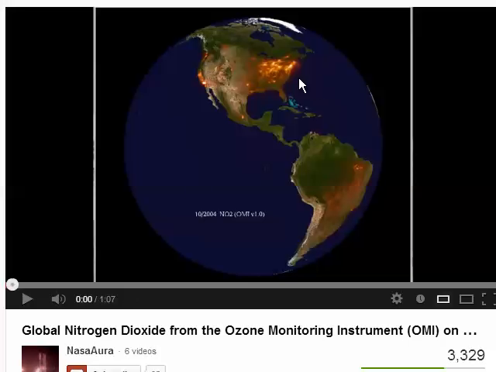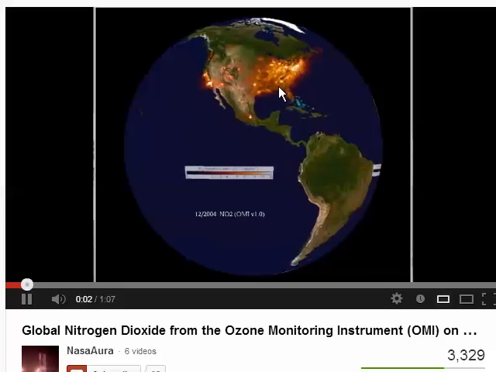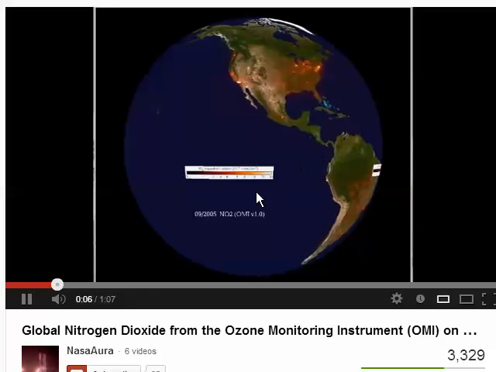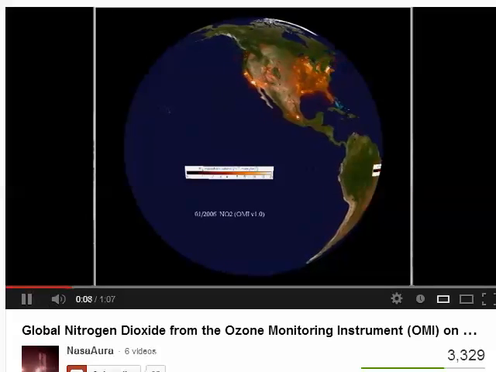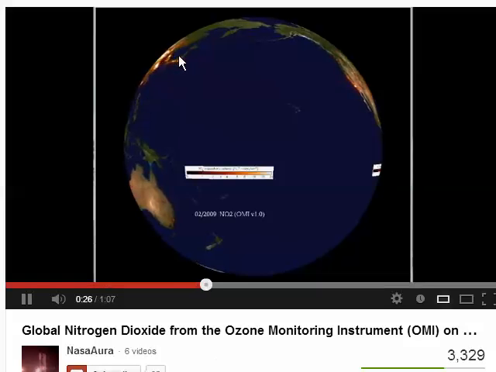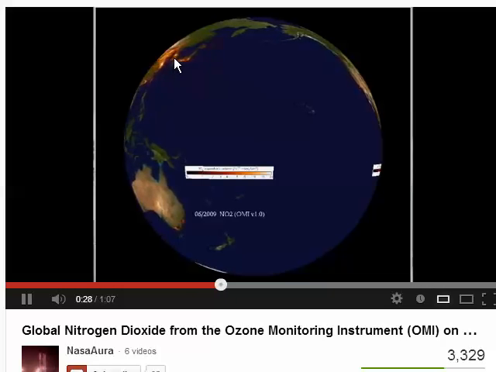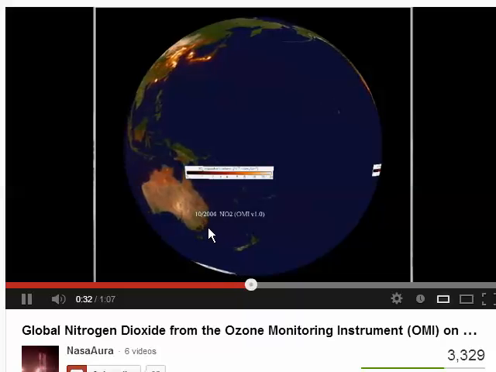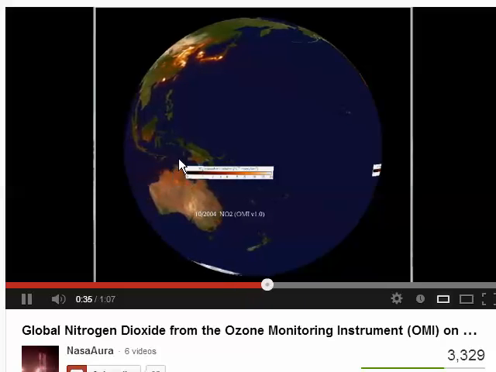Here's the global nitrogen dioxide from the Aura satellite. It actually spins around there and you can see it. Wow, it's just going crazy, isn't it? Let's see the other side of the planet. Here's some stuff over in China, and the south side of Australia and the northwest side of Australia.